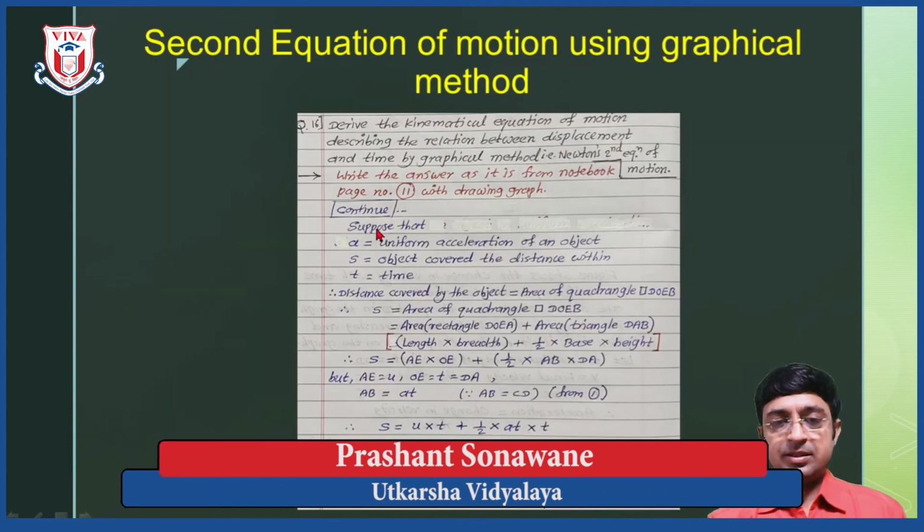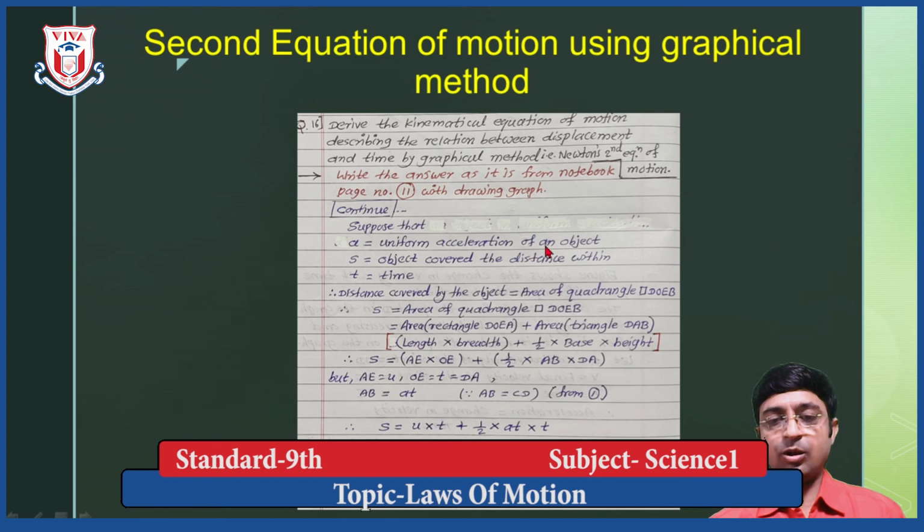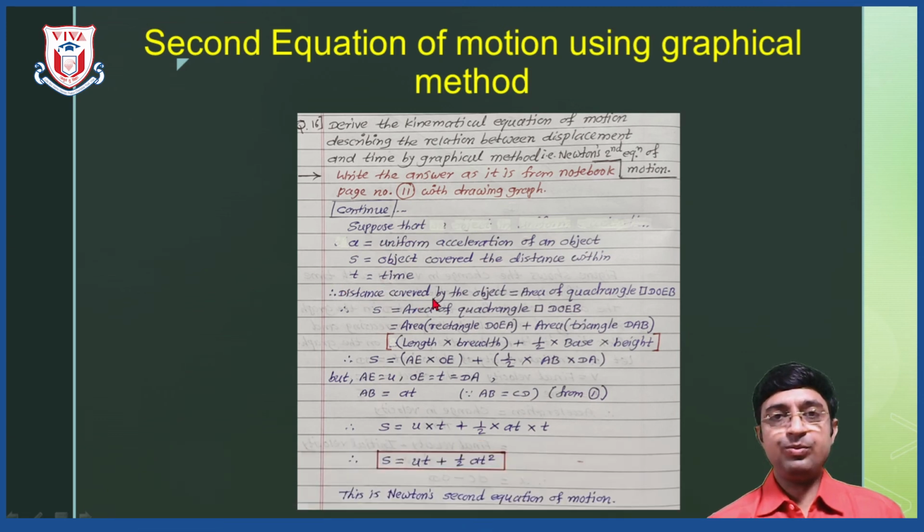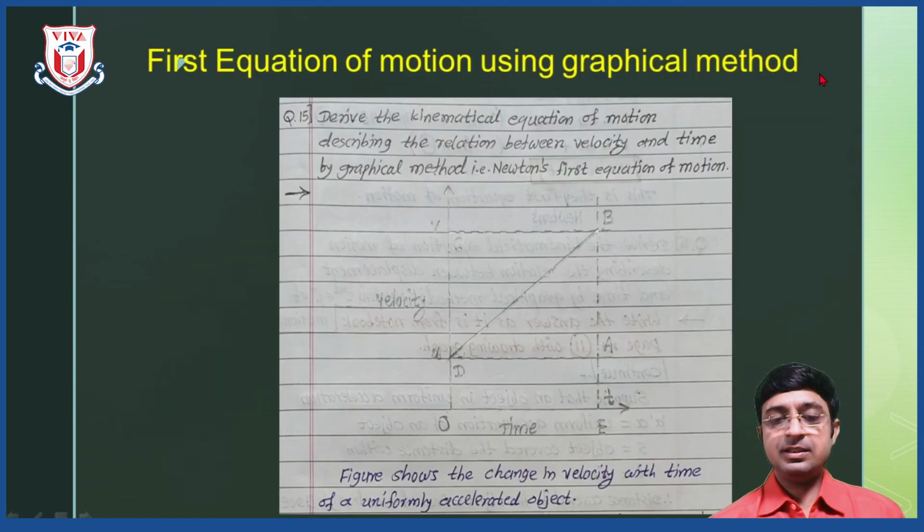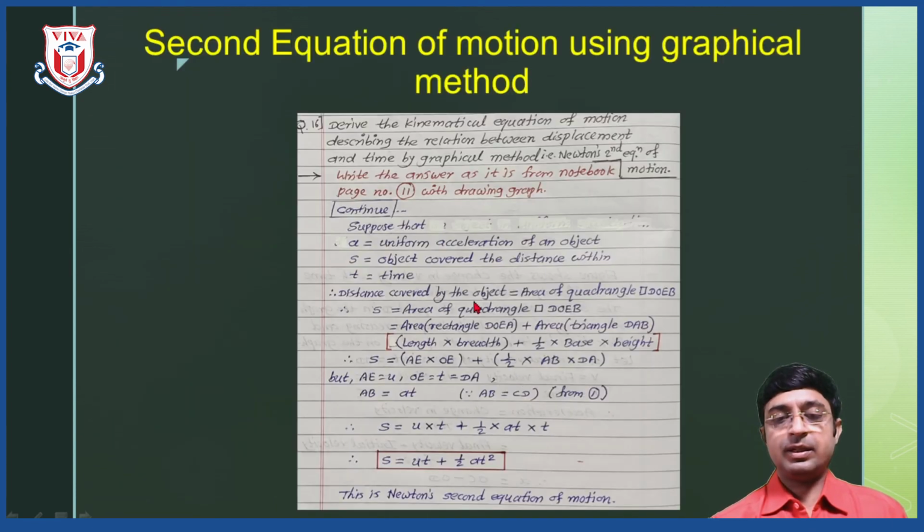3. Now continue. Suppose that A is the uniform acceleration of an object. S is the distance the object covered within time t. T is nothing but time. Therefore the distance covered by the object is equal to the area of quadrangle DOEB. Check in the graph. Area of quadrangle DOEB. Where is that? D, O, E and B. This area is here. So whatever area is covered here, that is nothing but what? The distance covered by the object.